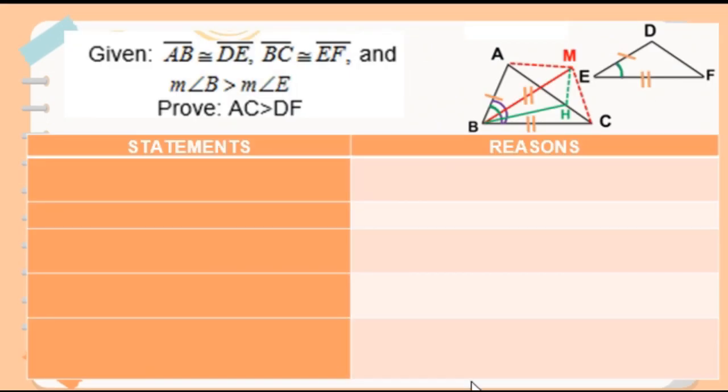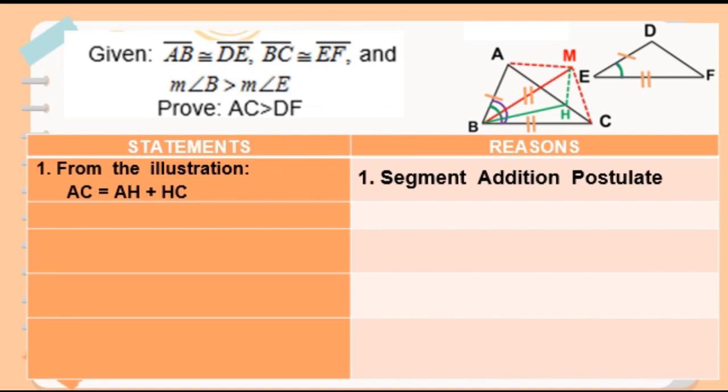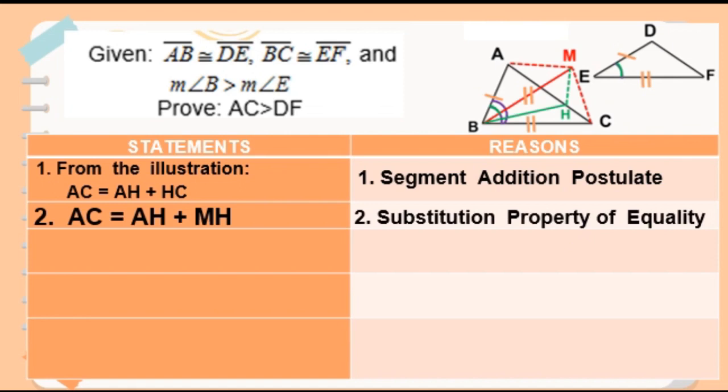Now let's prove AC is greater than AM. For our first statement, from the given illustration, AC, this segment, is equal to AH plus HC. So what will be the reason? That is segment addition postulate. How about statement number 2? AC is equal to AH plus MH. So what will be the reason? That is substitution property of equality.